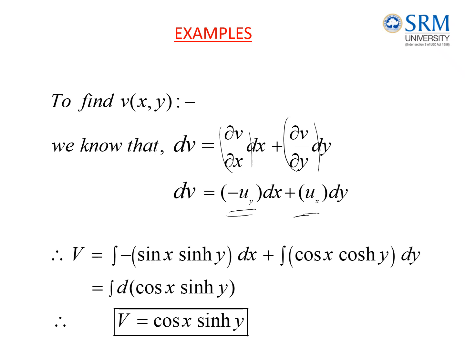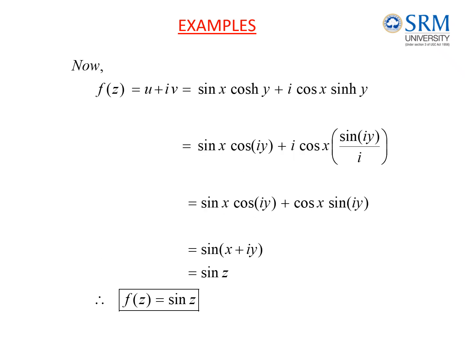If I integrate this derivative, integration is reciprocally related, so it will get cancelled. So therefore v is equal to cos x sin hy. Then after getting this conjugate harmonic v, we can construct what is f of z by u plus iv. So substitute the given u and substitute what is v, just now we found it. Then we need to simplify this and we should get the function of z.